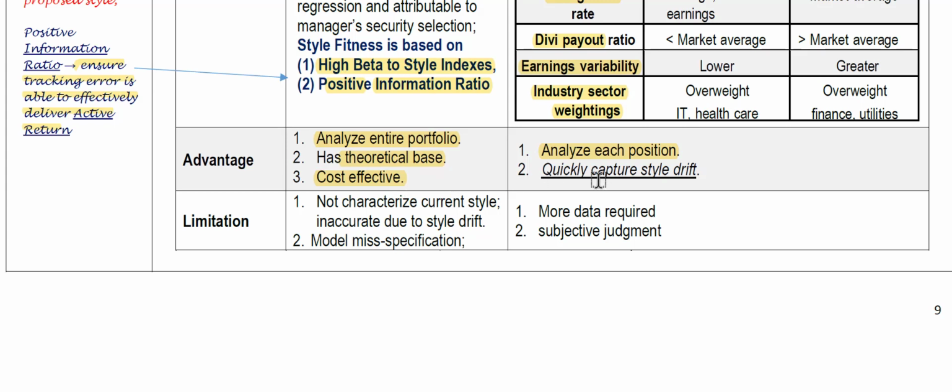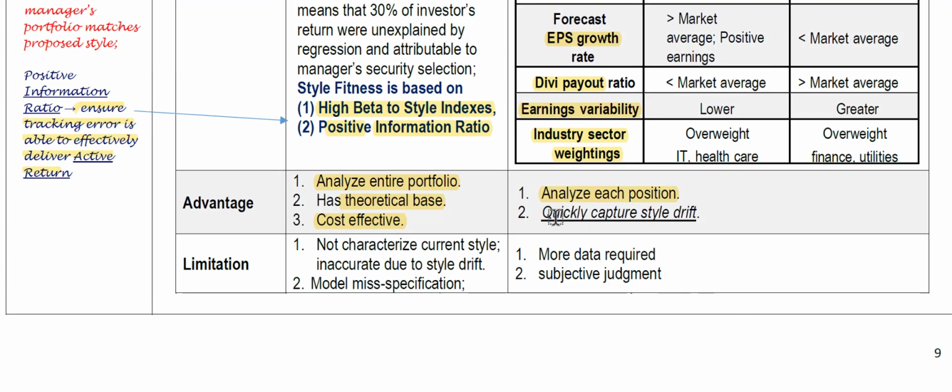However, with the holding-based approach, since we look at each position, we're able to quickly capture the style shift, the drift from one style to another. The style change, so we can catch that very quickly. Whereas with the return-based approach, you can't do it.